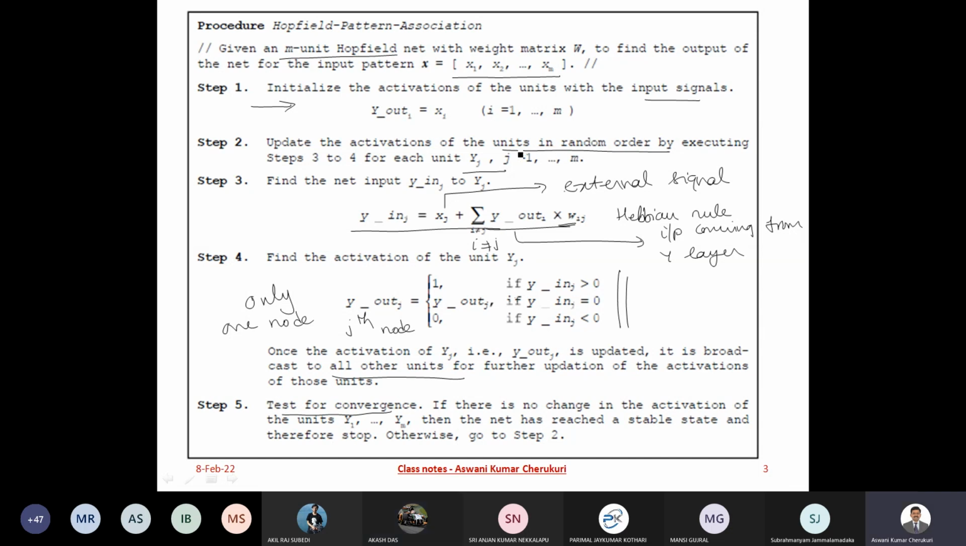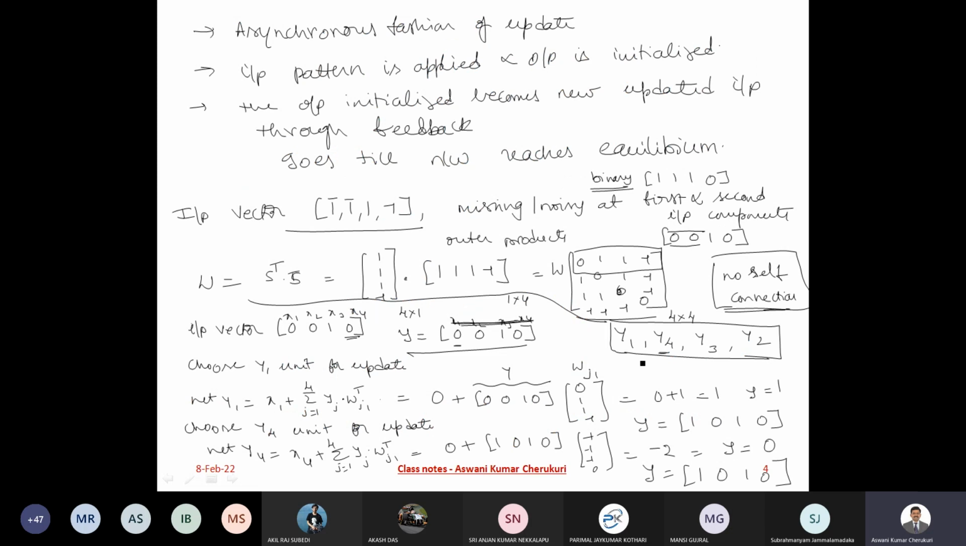You see here, the algorithm says, imagine if I don't give you the order, this is the order given in the problem: Y1, Y4, Y3, Y2. You choose any order. My suggestion is, once the session is done, check with the other order. Say, take an example, Y2, Y3, Y4, Y1. No issue. Choose the Y2 unit first, then Y3 unit second, Y4 unit, then followed by Y1 unit, and see how the network is able to converge.